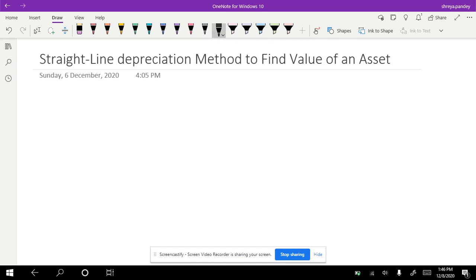Hello everyone, and today we're going to be talking about how to use the straight line depreciation method to find the value of an asset, or its depreciation value. Now, the formula for this is the cost of the asset subtracted by the residual value of it, then divided by the years it was used, or years it was useful.